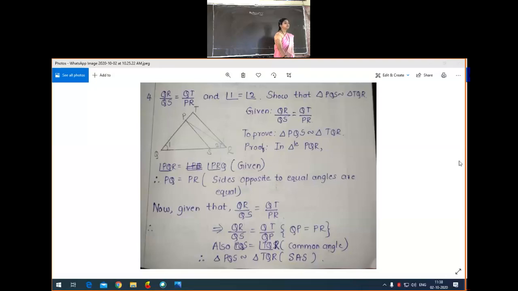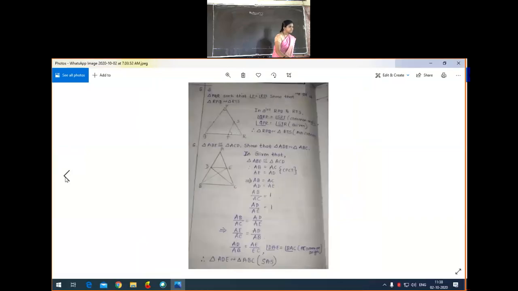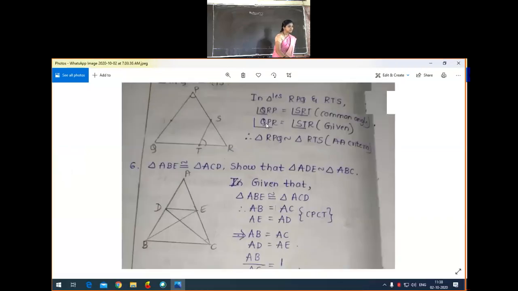Okay, now we'll go to the next question, the 5th question. Actually, these are all homework part. You only have to work them out. If you are having any confusion, then only we have to clarify. But still, it's a geometry part now, that's why I'm explaining each and every problem. I think many students have finished these problems yesterday only.